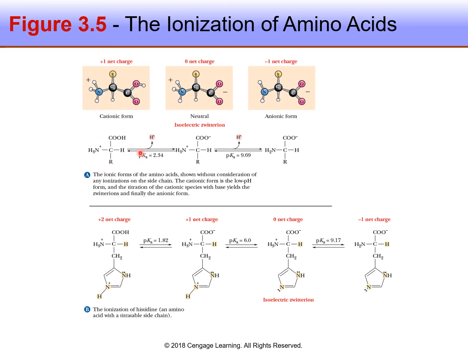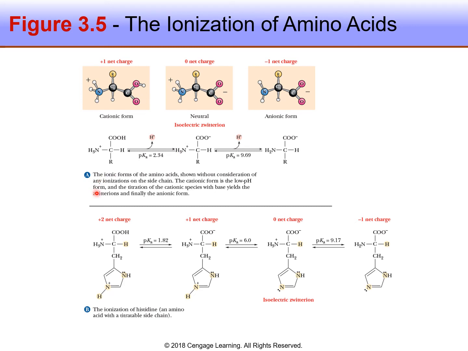Then we start titration. OH- will abstract a proton from the carboxyl group. We titrate this group first because it has lower pKa, so it is a stronger acid. And then we get this form called isoelectric zwitterion, where the net charge is 0. Then we add a second mole of OH-, which titrates the alpha amino group, and we get this anionic form with a net charge of -1.